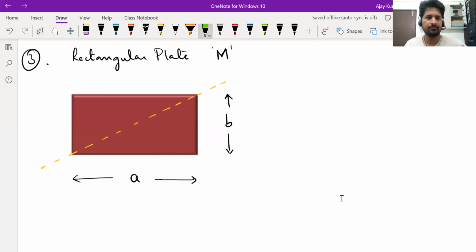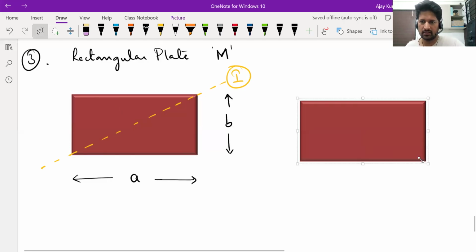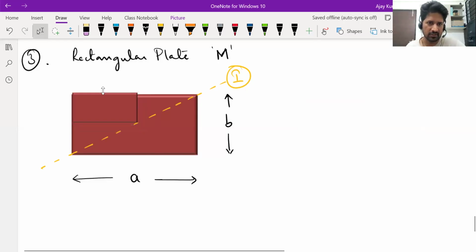Listen carefully, all of you. You need the moment of inertia of a rectangle about its diagonal. Let the answer be I. That is what we are looking to derive. Now this rectangle or rectangular plate can be considered as a combination of 4 smaller rectangles like this. Rishi, what do you say? Yes or no? Can we consider the given rectangle as a combination of 4 smaller rectangles like this or not?